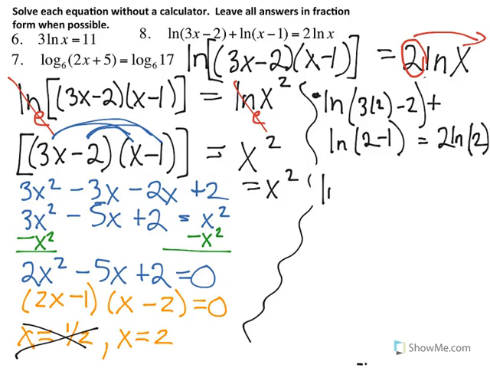Okay, so here we go. The natural log of, what is 3 times 2? That's 6. Minus 2 is 4. Plus the natural log of, what is 2 minus 1? 1. Can I take the natural log of 1? Yeah, absolutely. Okay, and that equals 2 log 2.